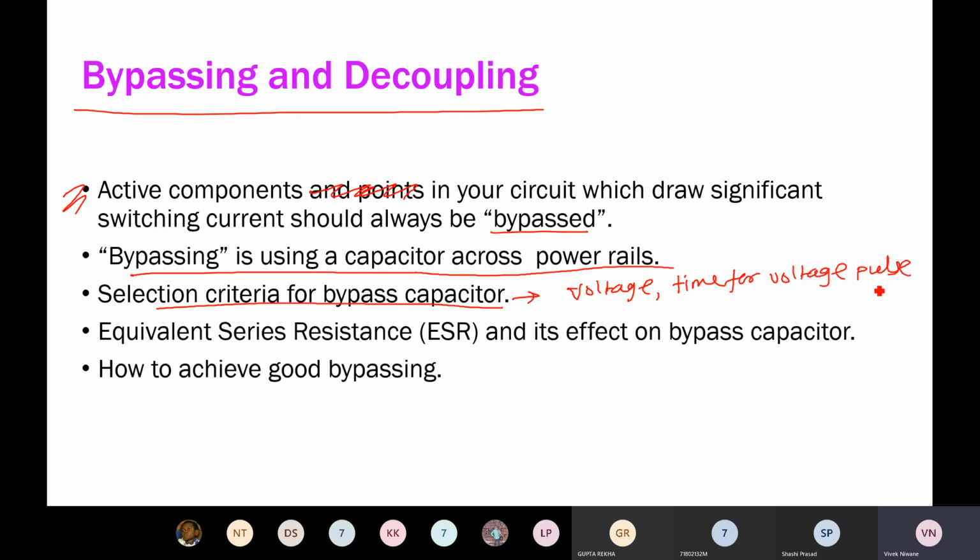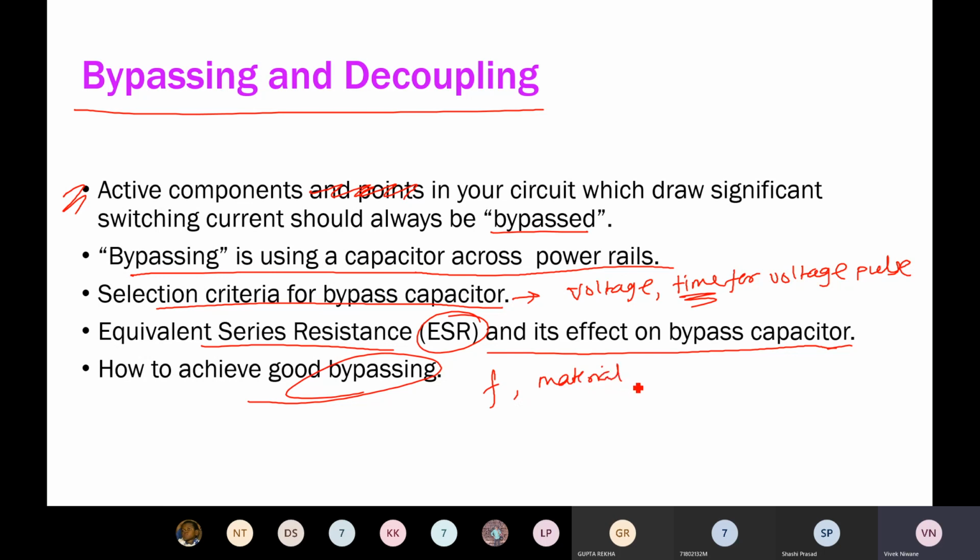जो spikes आने वाले हैं उसका टाइमिंग कितना है. Equivalent series resistance जो internal to capacitor है and its effects on the bypass capacitor. So ये अगर आप अच्छा कैपेसिटर चूज नहीं करते हो तो रेजिस्टेंस is going to create its own voltage and that in turn will add to your coupling. Okay, so how to achieve good bypassing? So always think about the operating frequency, always think about the materials used for that capacitor and the tolerances of that capacitor.